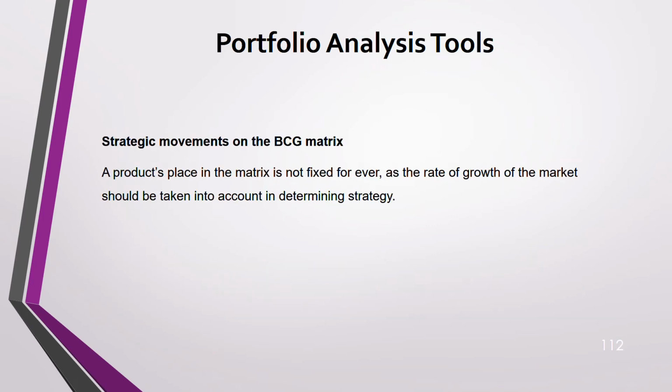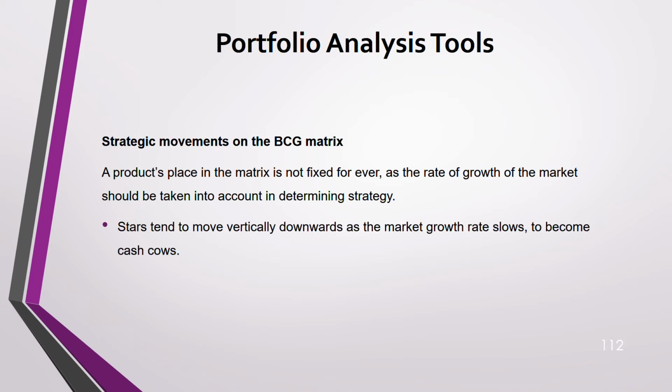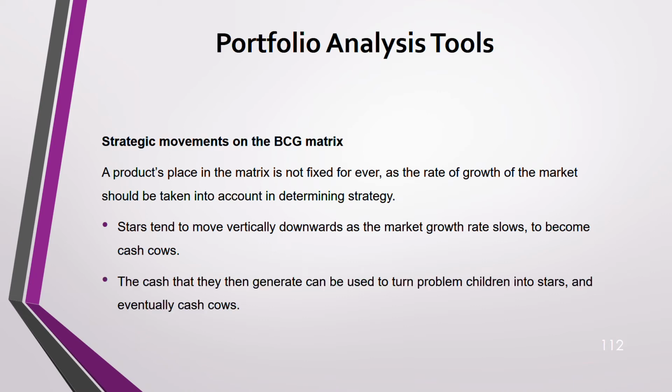Now, we are moving on to the strategic movements on the BCG matrix. Remember, the position is not fixed. Just because you're a cash cow today does not mean that product is a cash cow forever. Position keeps on changing in the matrix because the growth rate changes and market share might go up and down. Stars tend to move vertically downwards as the market rate slows down. If the market growth rate slows down for a star, it will go down and become a cash cow. And the cash that they generate can be used to turn a problem child into a star and then a cash cow.